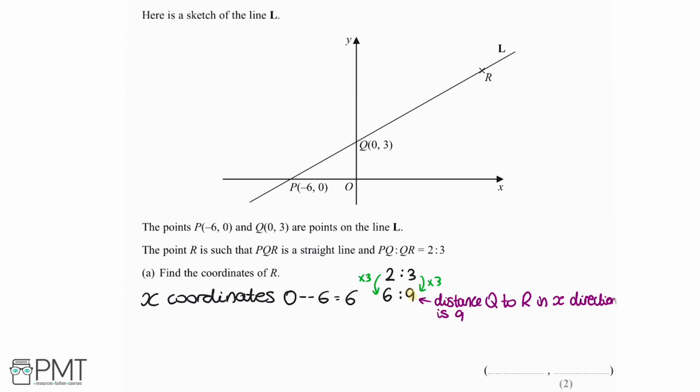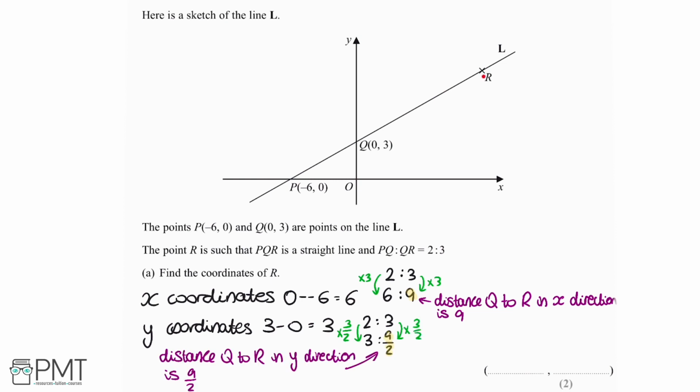Now let's do the exact same for the y coordinates. For the distance between P and Q, P is on the x-axis, so its y value is 0, and Q has a y value of 3. So we have 3 minus 0, which equals 3. Again, we've got our ratio of 2 to 3. For P to Q it's 3, so how do we get from 2 to 3? We multiply by 3 over 2. If we do the same to the other side, we get 9 over 2. We're almost there.